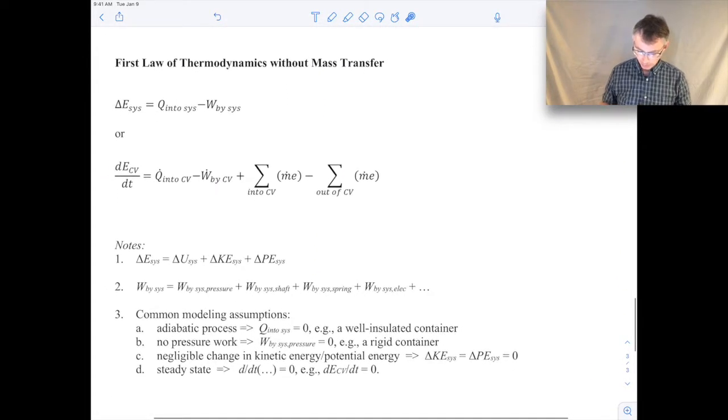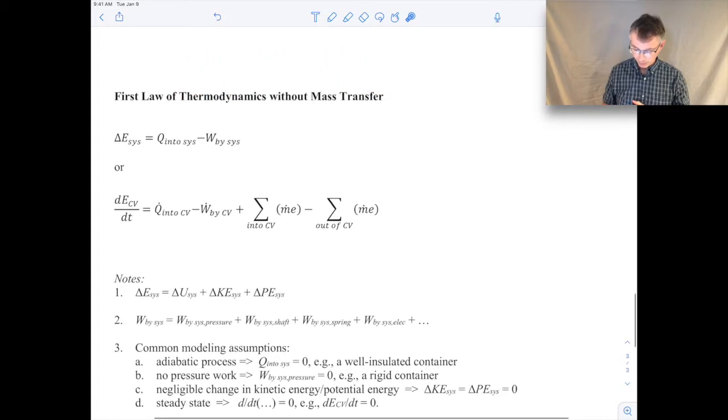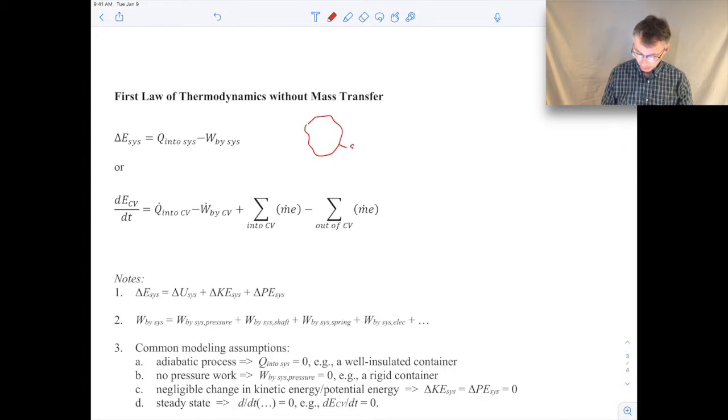You've seen the first law of thermodynamics before in a prior lecture. I'll just talk here specifically about the first law of thermodynamics without mass transfer. One way we can write the first law is in this form. This is the form for a system. Remember that a system is a particular quantity of matter chosen for study, so there is no mass transfer in a system. It's always the same mass, right? So when we write out the first law of thermodynamics without mass transfer, it's that form. We don't have to worry about mass transfer because it's always the same mass.